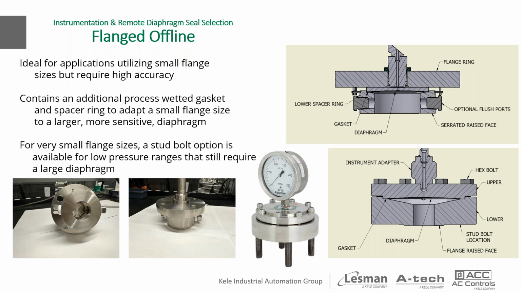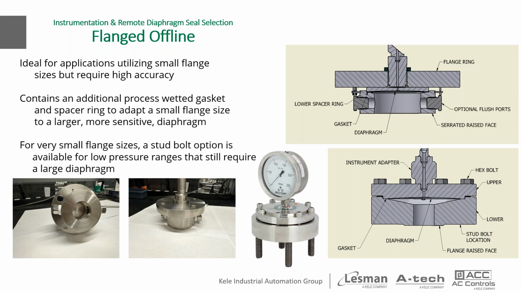The flanged offline seal is ideal for applications utilizing small flange sizes, but also requiring high accuracy. We talked about offline with threaded or with flanged, but the offline description for these seals is simply a reference to the lower section underneath the diaphragm. You can see the lower called out in the 2 drawings shown here. This allows us to use larger diaphragm sizes for high accuracy and lower pressure ranges for the smaller connections.